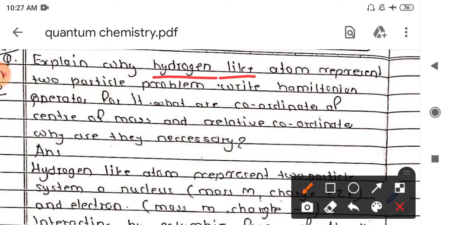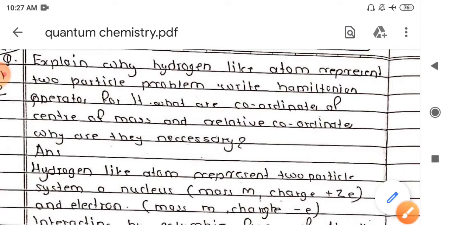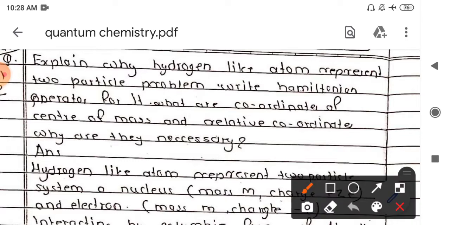So the rigid rotor equation depends only upon the angular part, that is, theta, which is called the zenith angle, and phi, which is called the azimuthal angle. Likewise we derived it for the rigid rotor. The same procedure we are going to follow for the hydrogen-like atom or hydrogen atom, but here the first equation, that is the R equation, is not a constant.